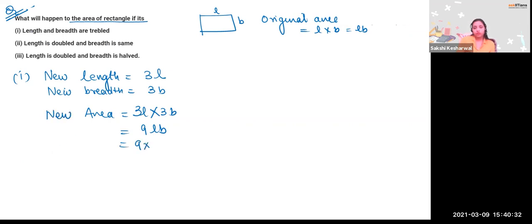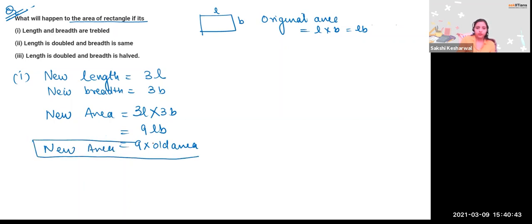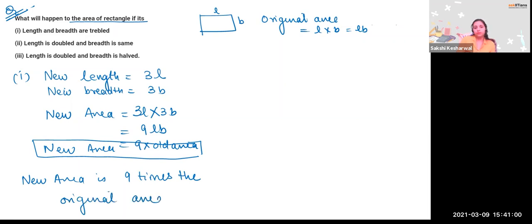Right or not? So new area is what? 9 times the original area, we can say this old area. So can I say this like this? New area is equal to what, beta? 9 times the old area, right or not? So we write that the new area is 9 times the original area, right?